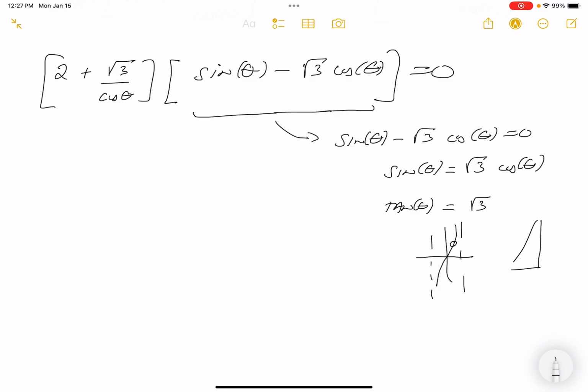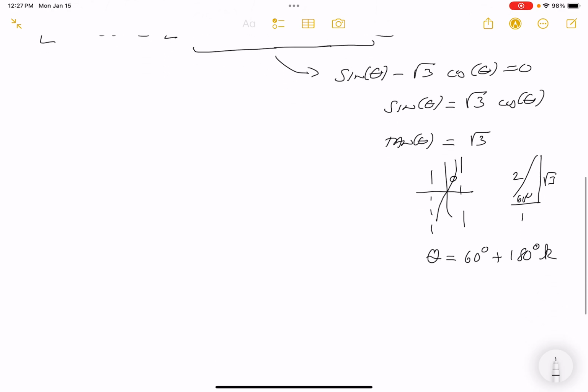And let me just put the reference triangle down for you. So root 3, that would be 1. This would be 60 degrees. That would be 2. So what do I know about this over here? I know theta is going to be 60 degrees, but it keeps repeating itself every, well, let's see the cycle of that. That's going to be every 180 degrees, right? Where k is some integer.